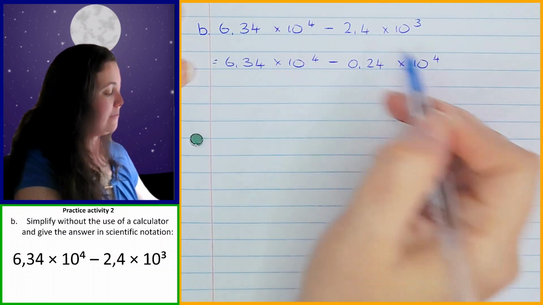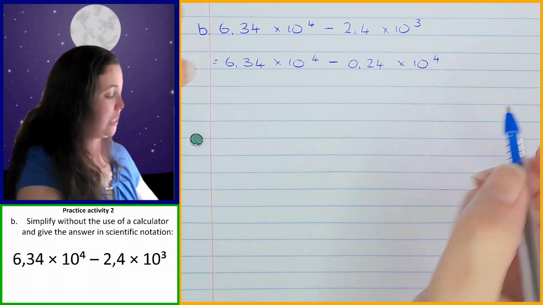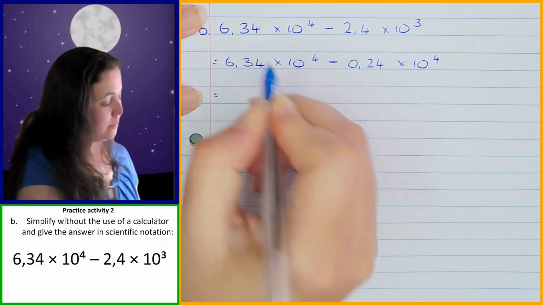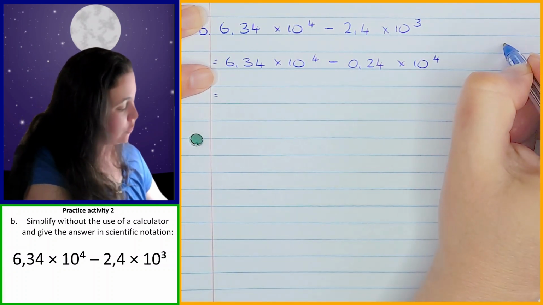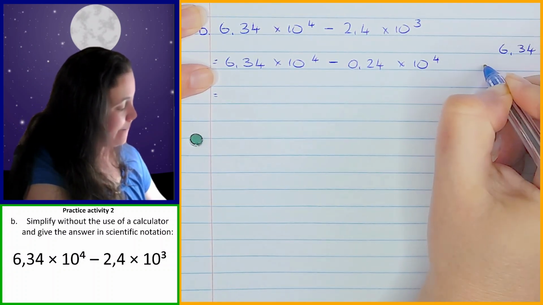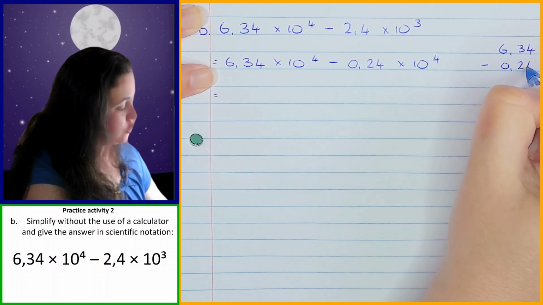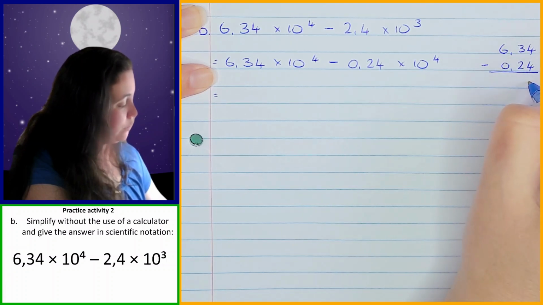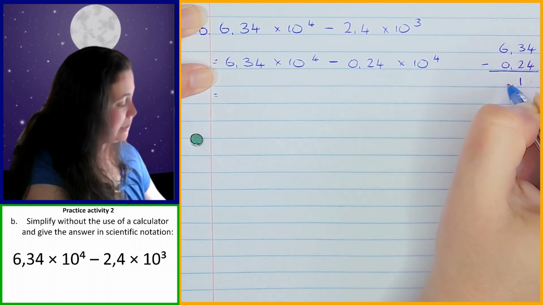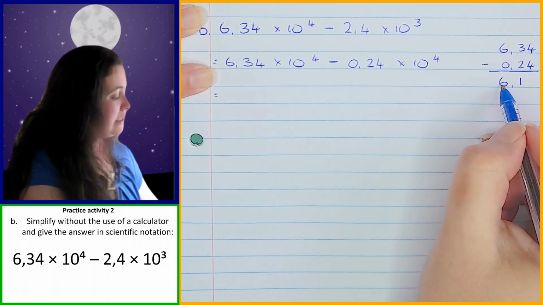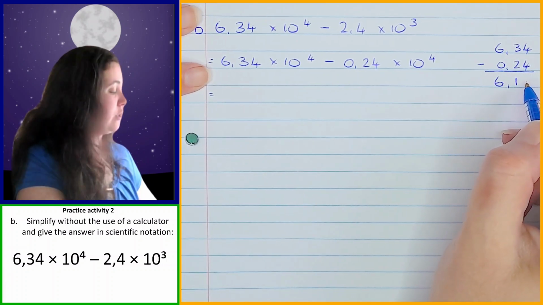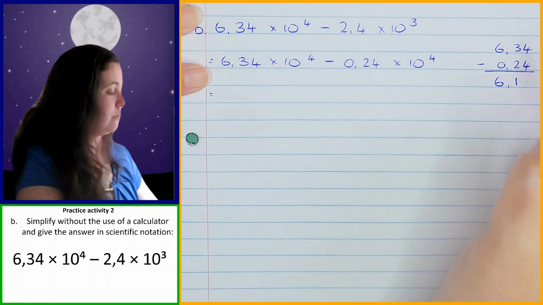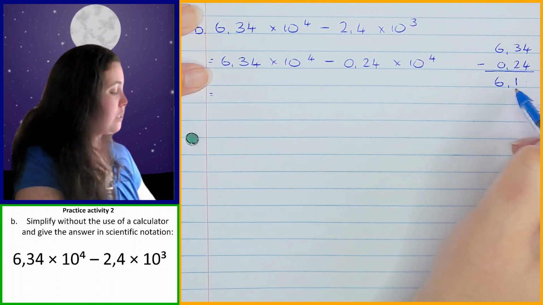Okay, so once I've done that, I can now go and do my subtraction. So this is going to be 6.34 minus 0.24. So 6.34 minus 0.24. 4 minus 4 is 0. 3 minus 2 is 1. And 6 minus 0 is 6. So that gives me 6.1. Now the reason I didn't put a 0 over there is because I don't need to, because it's after the decimal point over there. So it's 6.1.